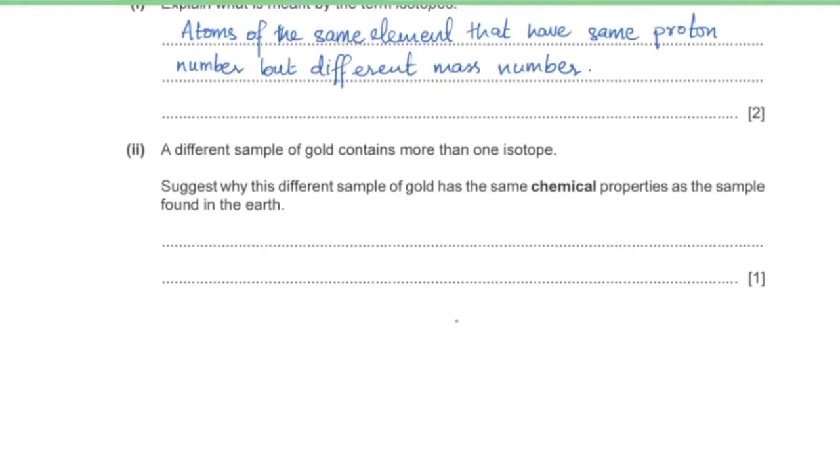Part 2, a different sample of gold contains more than one isotope. Suggest why this different sample of gold has the same chemical properties as the sample found in the earth. So chemical properties depend upon valence electrons, the number of electrons in the outermost shell, and isotopes have only different numbers of neutrons, which means that they all have the same number of valence electrons, therefore they share the same chemical properties. So it's all due to having the same number of electrons.